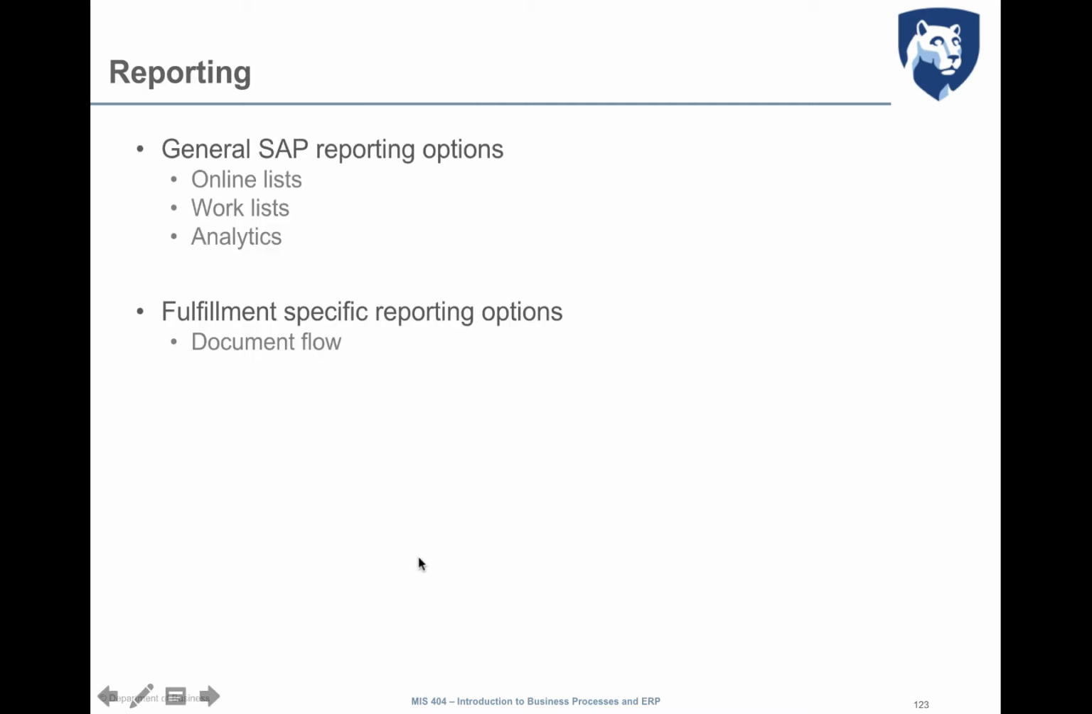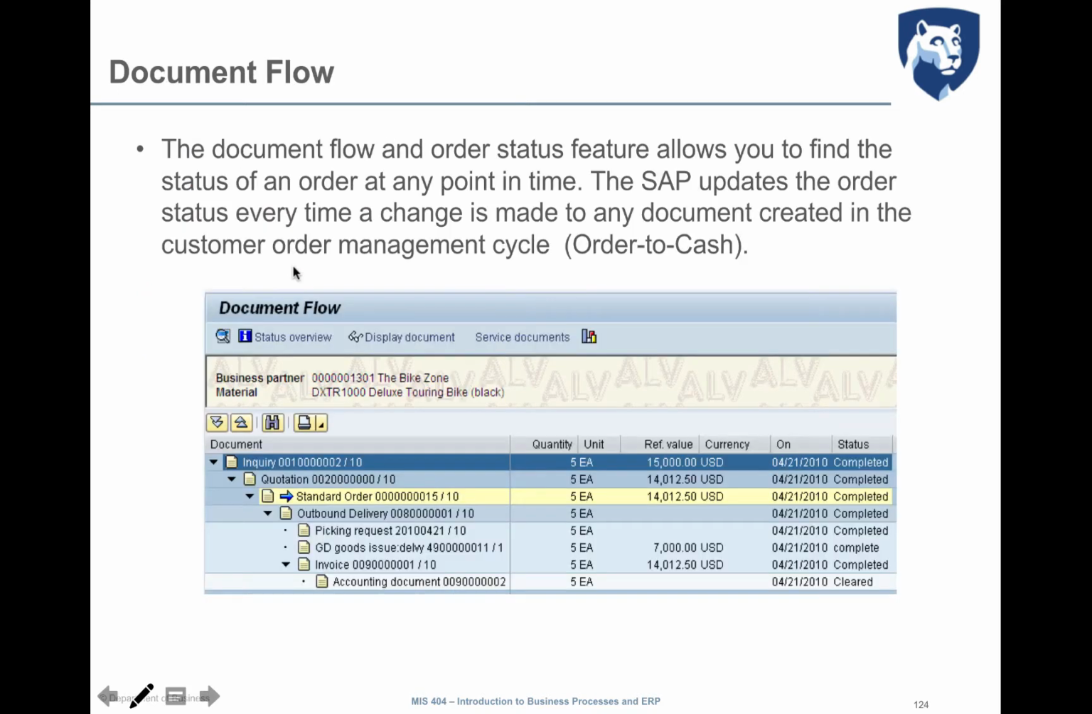Then finally, of course, as with all processes, with the fulfillment process we have different options for reporting. First of all, we have a fulfillment-specific reporting option, which is named document flow. While instead, again, as in every SAP process, we can generate what we call online lists, work lists, and analytics. The document flow is a particular type of document that can be generated from the fulfillment process.